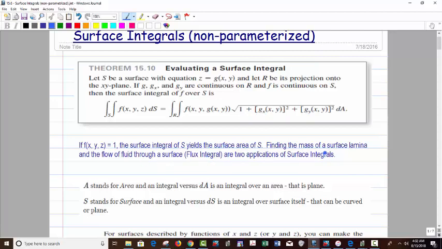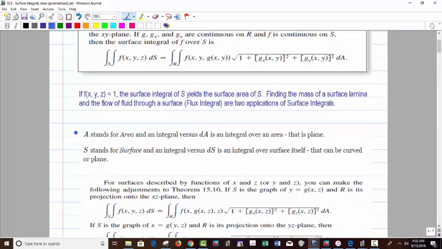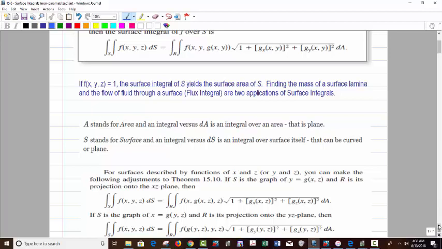Finding the mass of a surface lamina and the flow of fluid through a surface, the flux integral, are two applications of surface integrals. I'm sure there are many more. As we're talking about, dA is the integral across the area on the plane, and dS is the surface itself. It can be curved or plane. So dS means area across the surface, which this radical teamed up with that dA makes up. This being a double integral, we're going to have to get this simplified down into only two variables. We'll see how that's going to work.